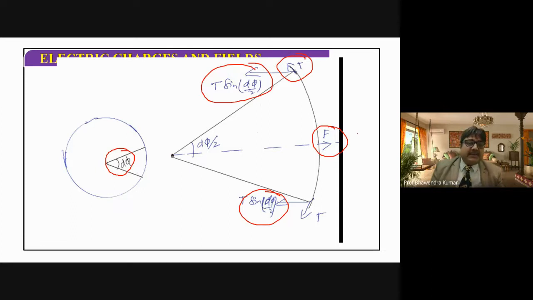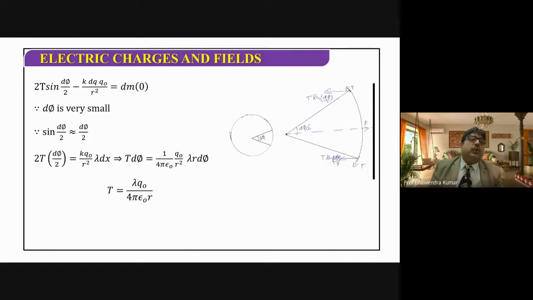The net force is 0. So we can say that 2T sin d phi by 2 minus k dq q naught by r square, where dq is the charge on the small element, is equal to dm into 0, because there is no acceleration in the radial direction, right? It is also possible that they introduce a collapsing or expansion of the circle. In that case, that factor will come here, the rate at which it is increasing or decreasing its size. But anyway, when the angle is small, what can we say?